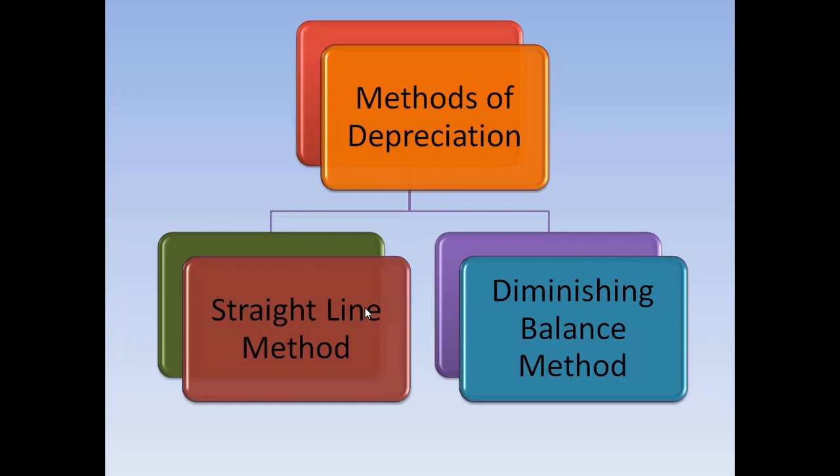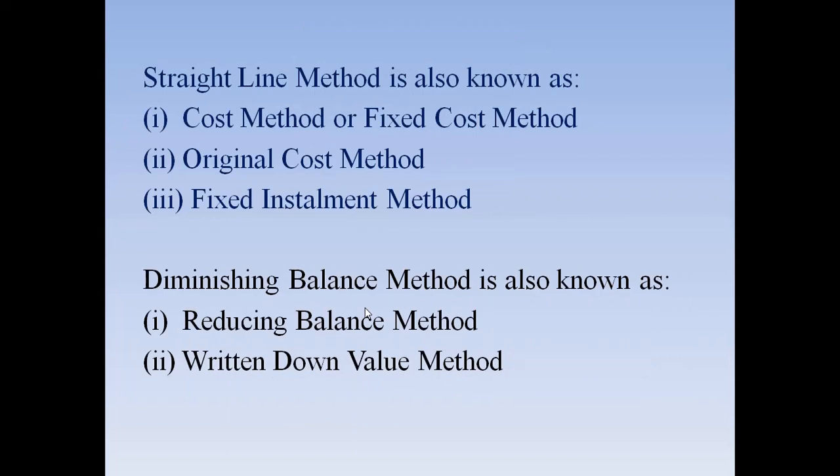In fact, there is a revaluation method also, but these two methods are very, very famous: straight line method and diminishing balance method. Even at the college level, you will be seeing the accounting for depreciation by using these methods only: straight line method and diminishing balance method. You just go through this.